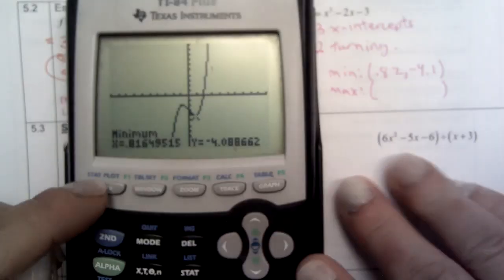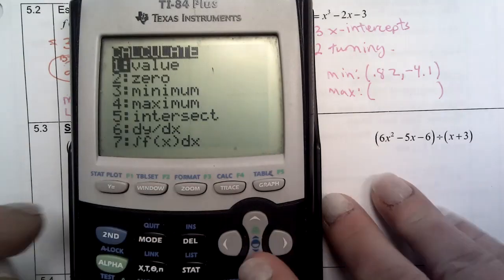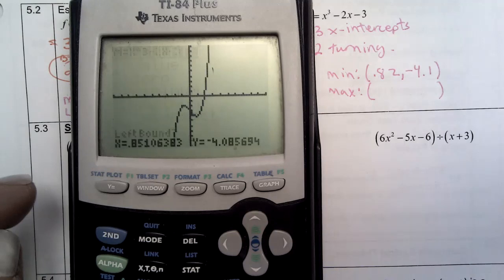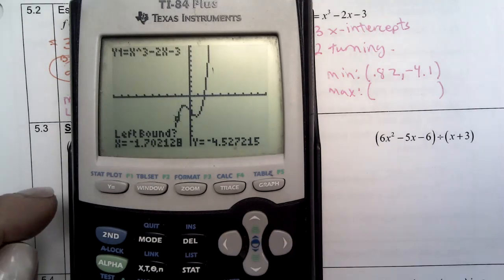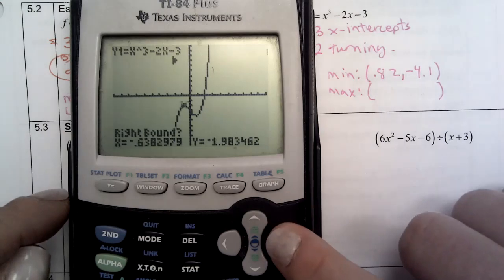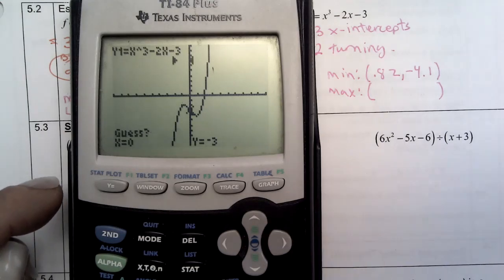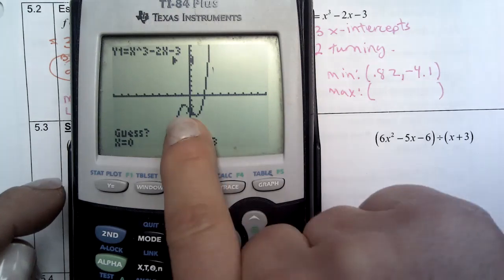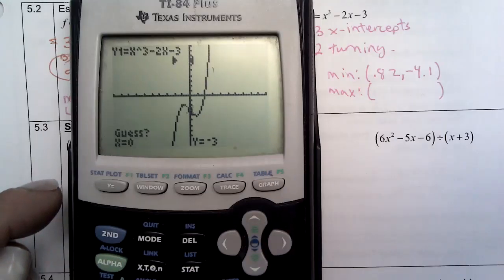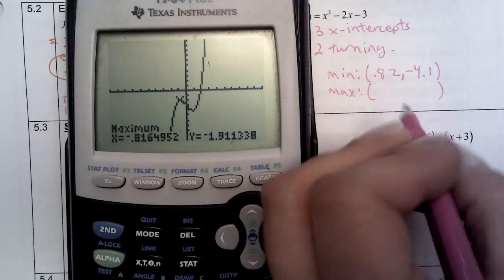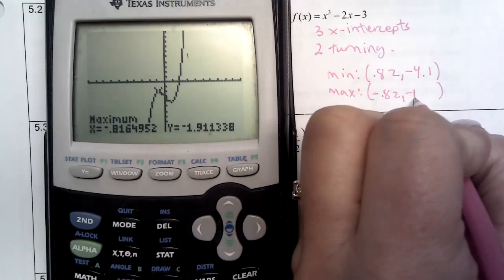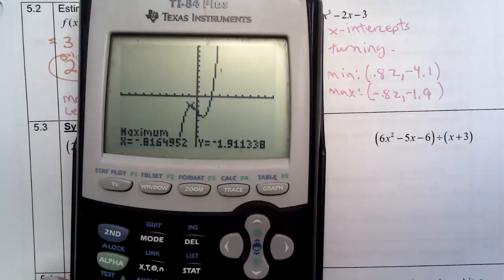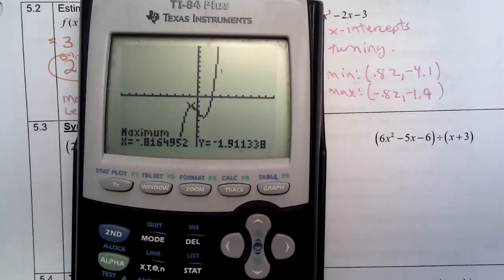Now I need to do the same thing for my maximum. So, second, calculate, maximum. I need to go to the left of it, somewhere over here, and then go to the right of it a little bit. Now there's my arrow, so it's looking for the maximum point between those 2 arrows. I hit enter and I get negative 0.82 and negative 1.9. So that's how you find those maximums and minimums.